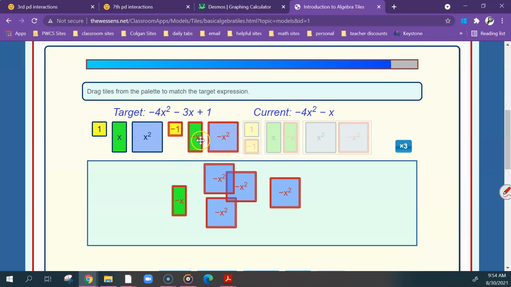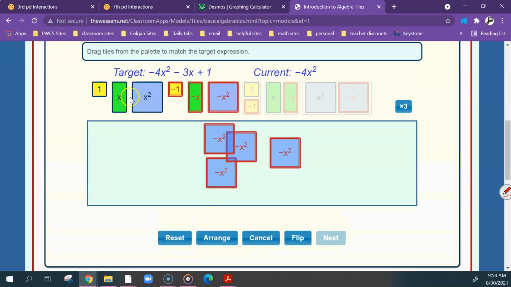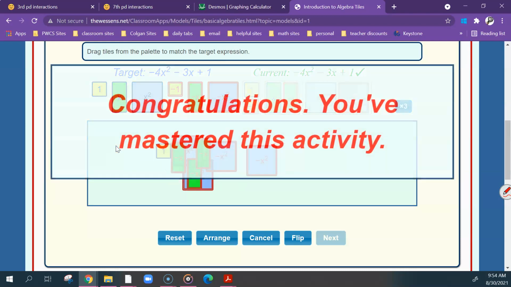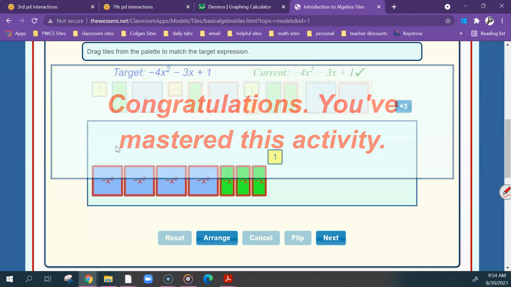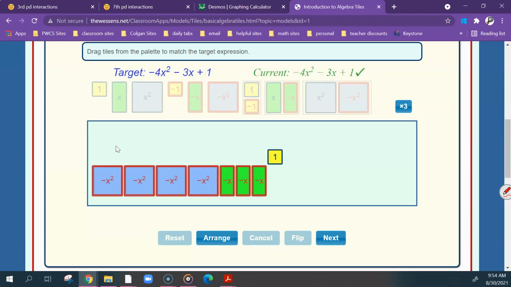So just so you see what happens, if I were to put the positive, it would say plus instead of minus. So if you are using this site, just double check that. And then positive 1. Oh, look, we're done. So if you go through all of those, you'll get that little message.